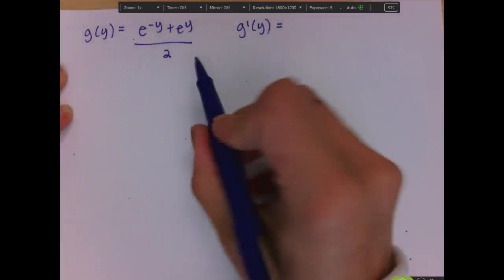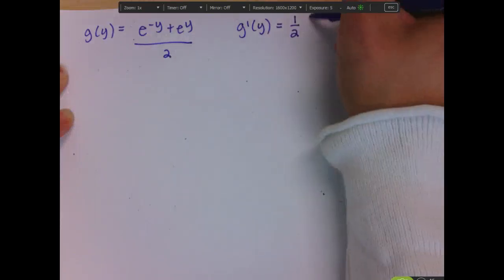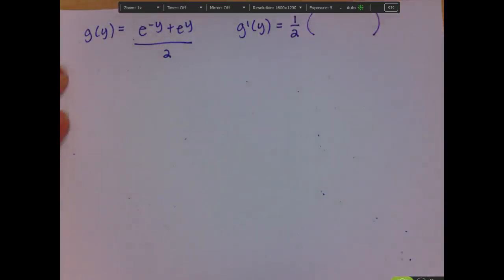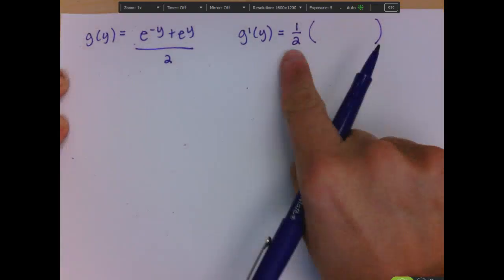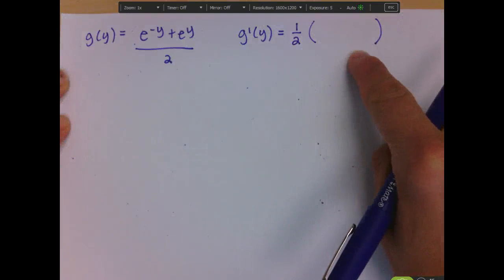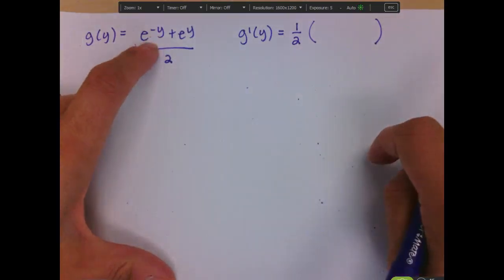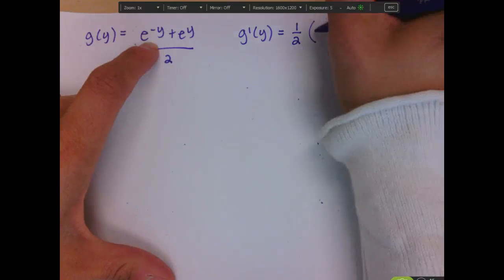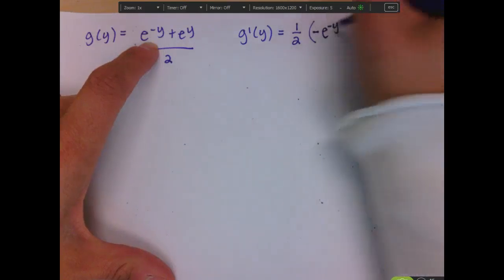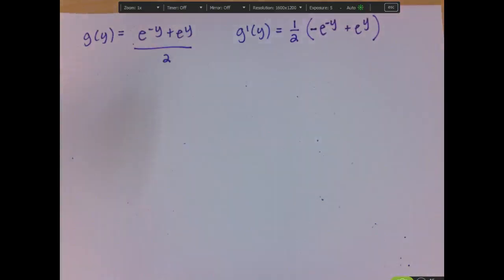Now the nice thing is that this 2 is really just a 1/2, which is a constant. So when I'm taking the derivative of something that has a leading constant, I can just keep that constant aside and multiply it back in after I've taken the derivative of the rest. So let's go ahead and take the derivative of the numerator here. If I take the derivative of e to the negative y, it's going to be negative e to the negative y. And if I take the derivative of e to the y, that stays the same. So there is my beautiful derivative of my g of y function.